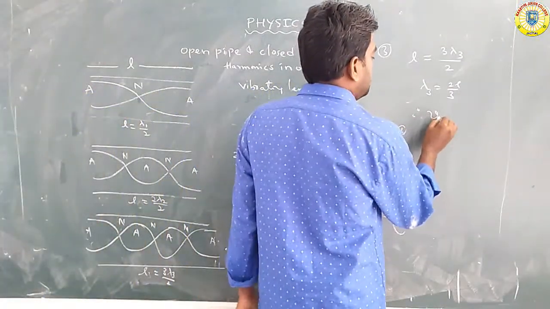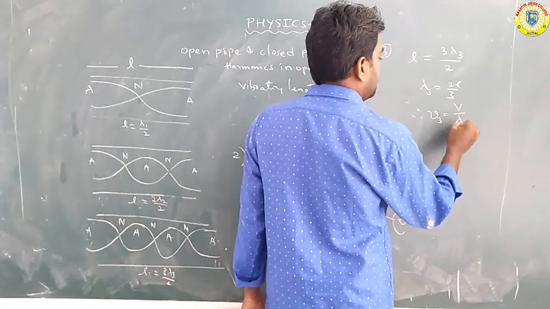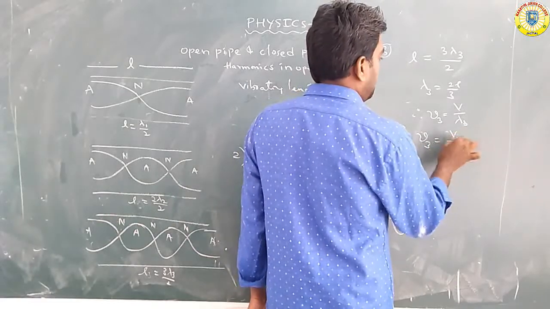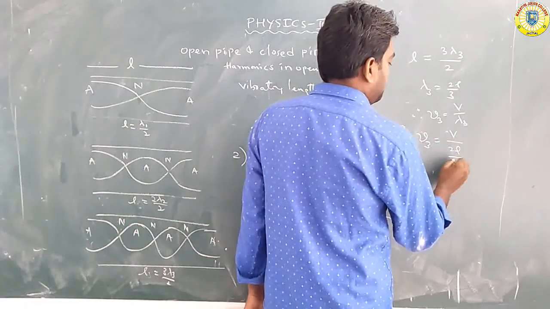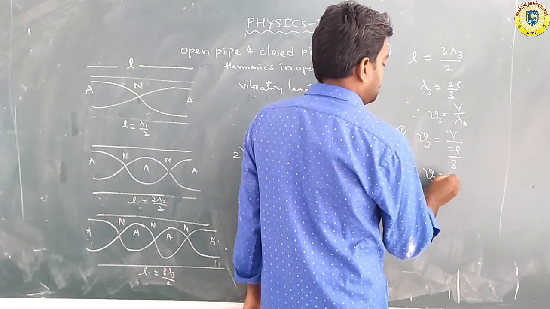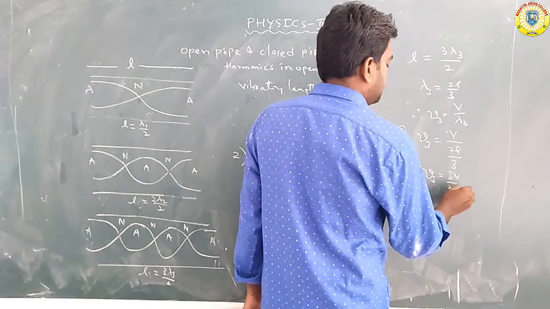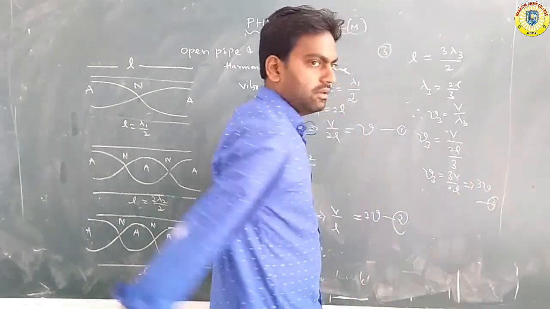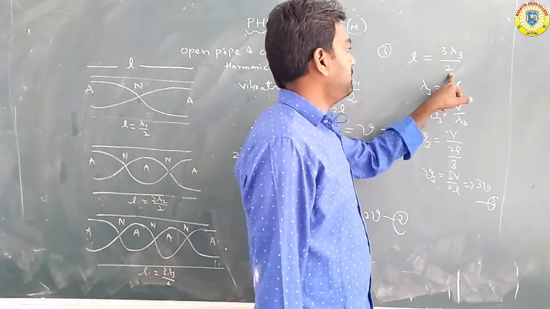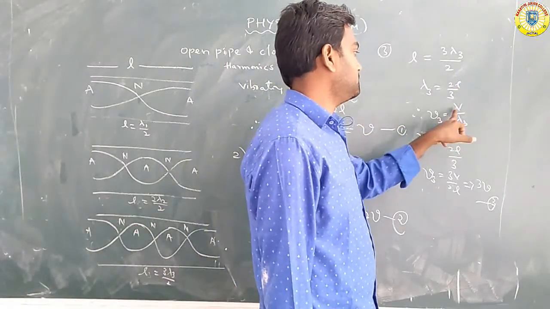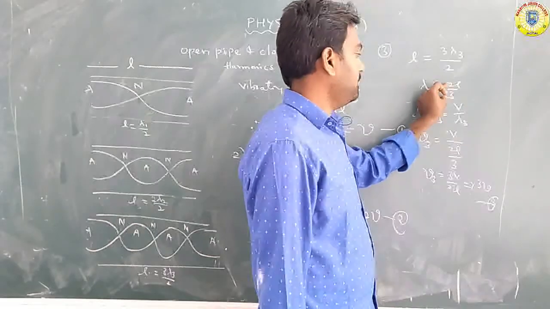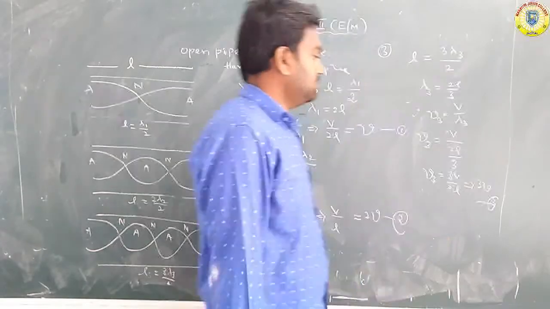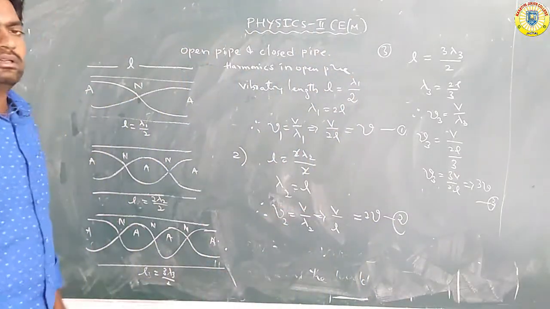So nu 3 is equal to V by lambda 3. Substituting the value 2L by 3, nu 3 is equal to 3V by 2L. We can write it as 3 nu 1, equation 3. So L is equal to 3 lambda 3 by 2, lambda 3 is equal to 2L by 3, nu 3 is equal to V by lambda 3, which gives 3V by 2L. So we can write nu 3 is equal to 3 nu 1.